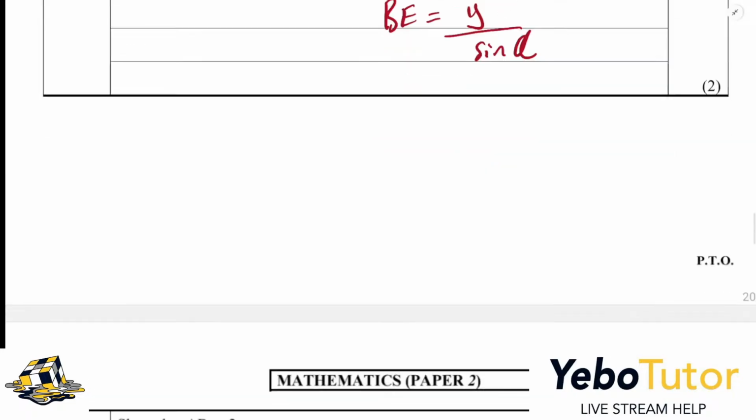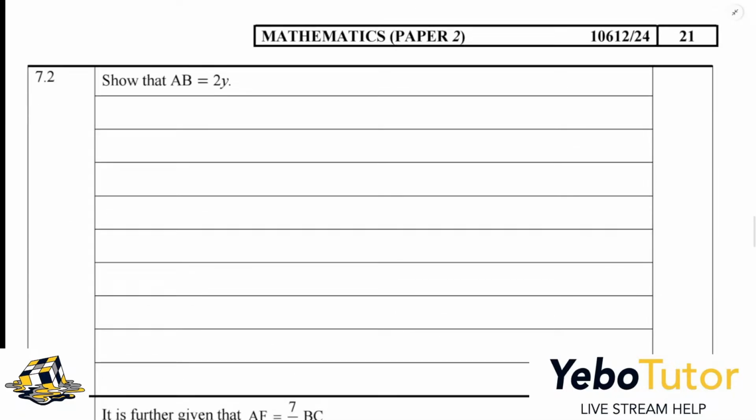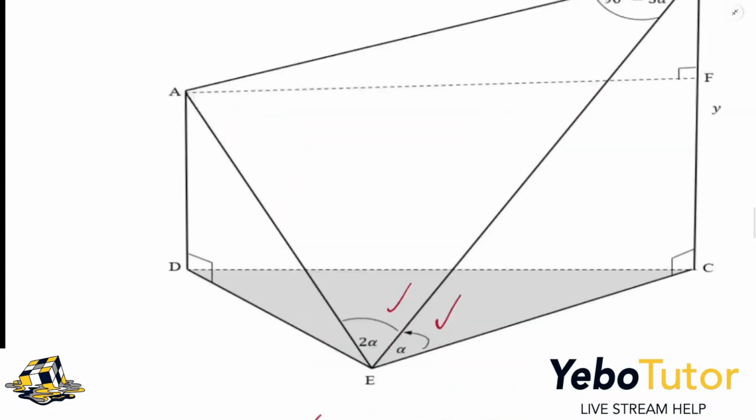Straightforward. 7.2, show that AB is equal to 2y. Okay, how can we show that AB is equal to 2y? What is AB, or where is AB? Here is your AB, right?